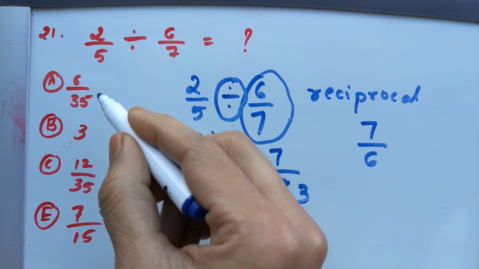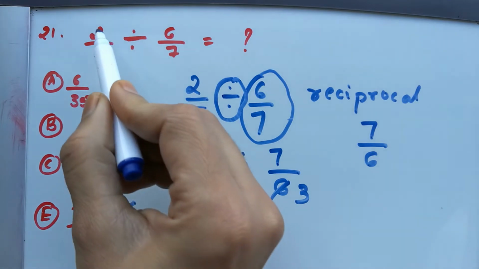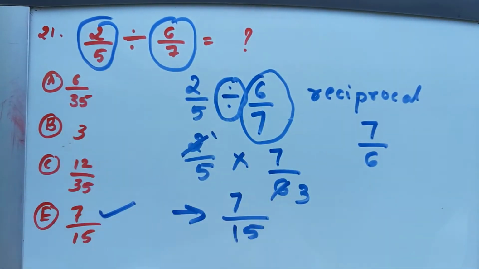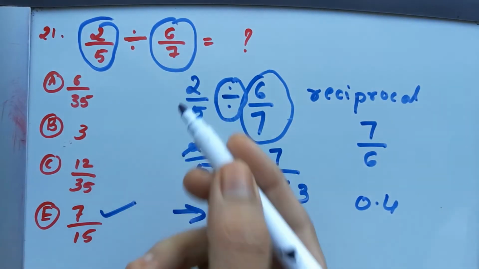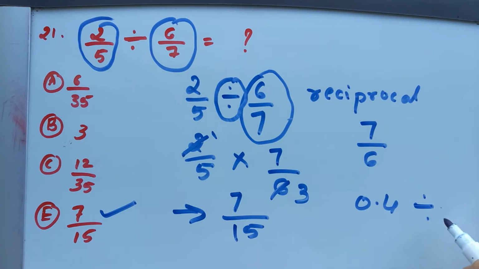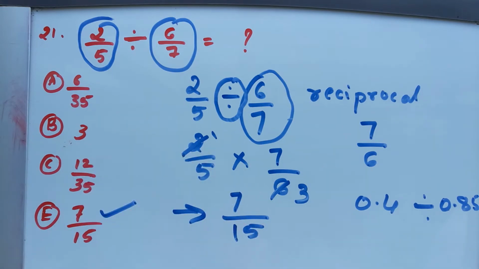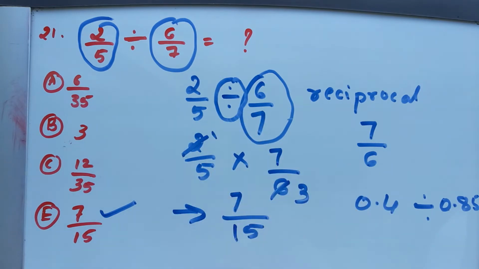So your options are given in terms of fractions only. So don't take decimals of this number while dividing. Don't take 2 divided by 5 as 0.4 or 6 divided by 7 as 0.85 or something. Don't take decimals because options are given in terms of fractions only. So use this method to divide.